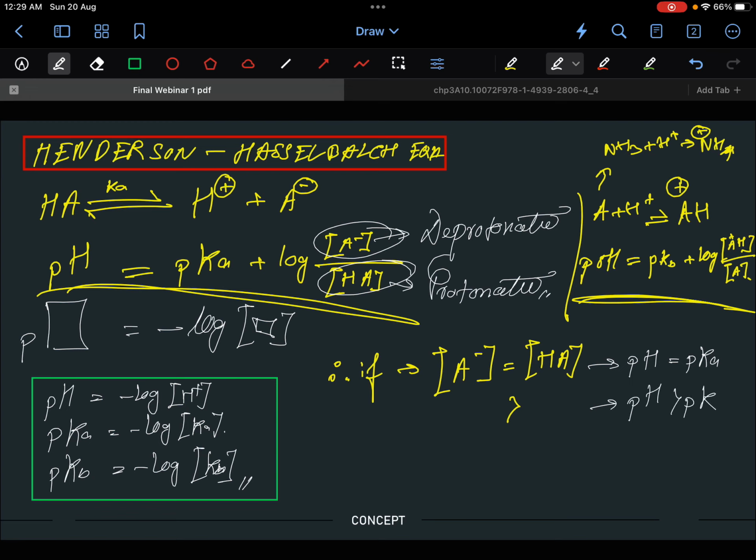Why? Because the numerator is greater than the denominator, so this is a positive value, log of a positive value. So pH is equal to pKa plus a positive something, right? So pH is greater than pKa, simple logic.